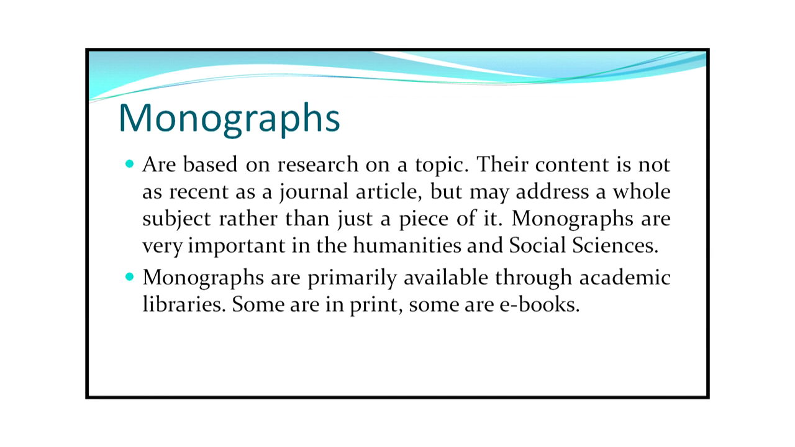Under secondary sources, monographs are also included. Monographs are based on research on a topic. Their content is not as recent as journal articles, but monographs may address a whole subject rather than just a piece of it. Monographs are very important in humanities and social sciences. Monographs are primarily available through academic libraries. Some are in print, and e-books are also available. In monographs, information may be 2 or 3 years old.